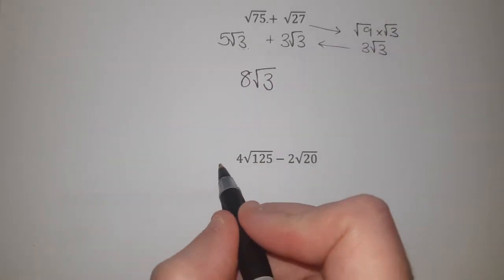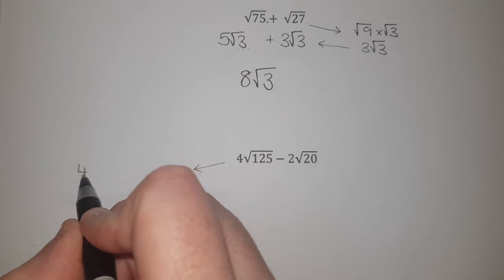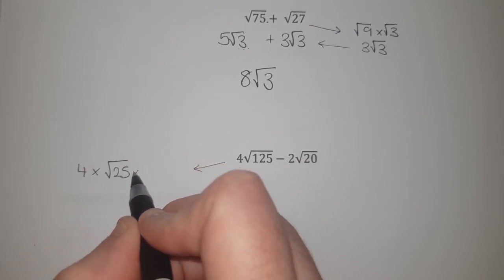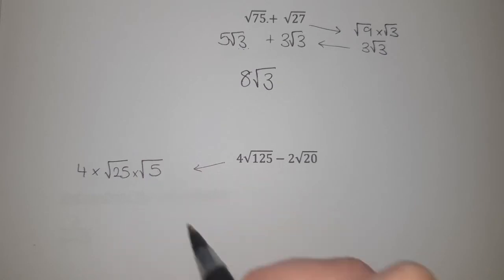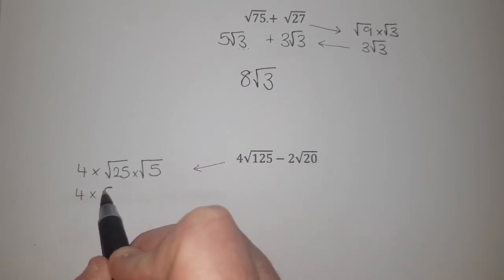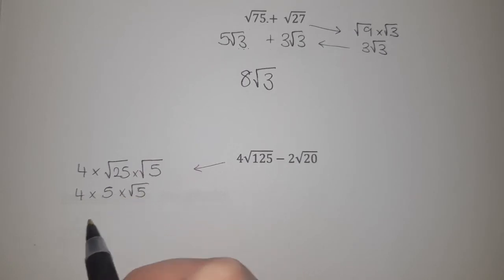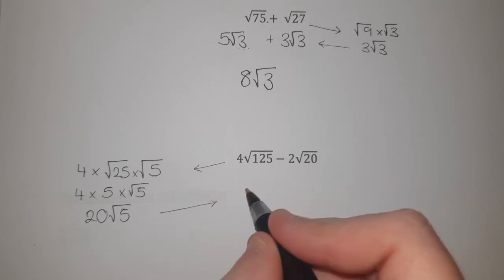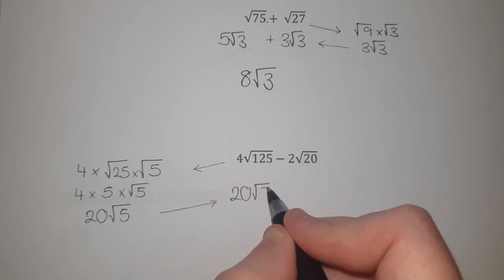So 4 root 125, we're just going to deal with over here. So I've got 4 times, I could do root 25 times by root 5. Okay, square root of 25 is actually 5. So I've got 4 times 5 times root 5. That gives me 20 root 5. So that I can put back in there. I've got 20 root 5.